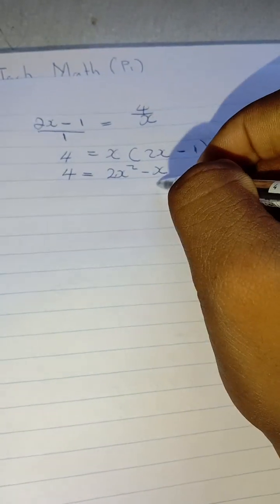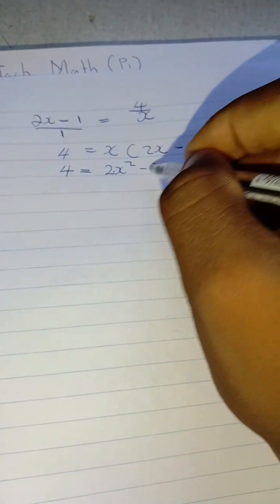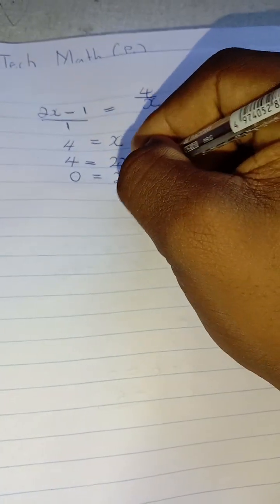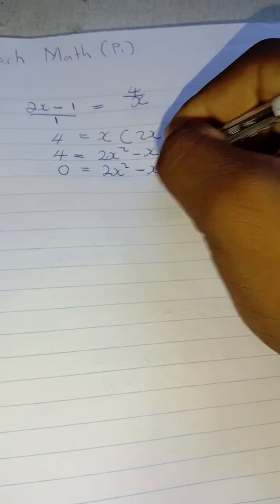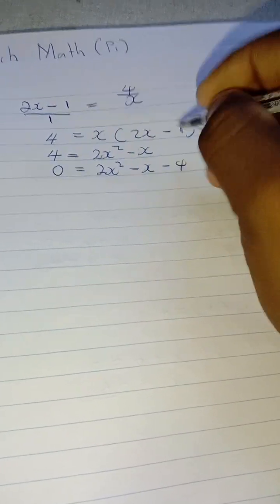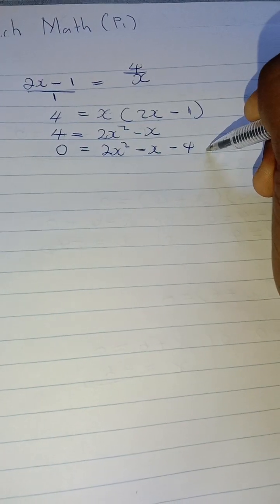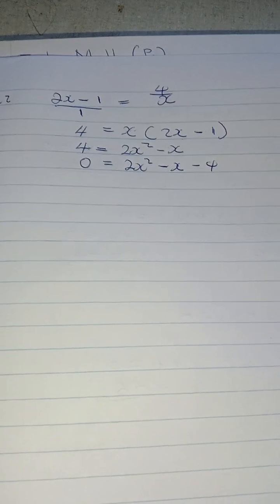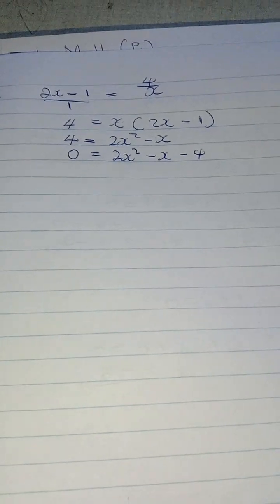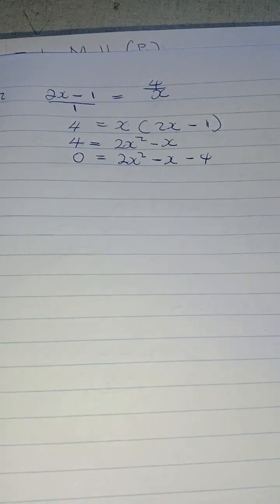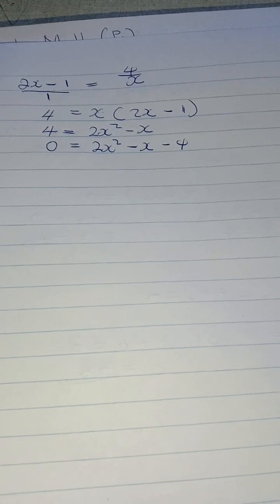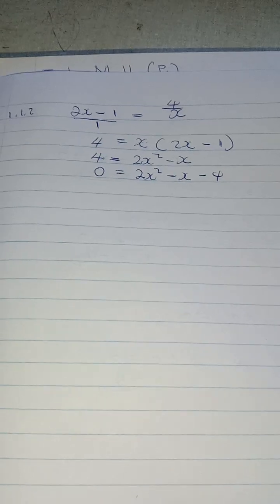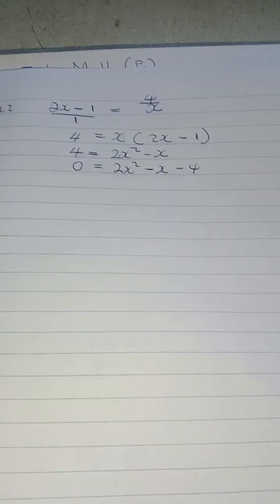Okay, and now we are gonna transpose this to come this side to equate this thing to 0. So we're gonna say 0 equals 2x squared minus x minus 4, because this side is positive, this side is gonna be negative. So okay, now we're gonna use the quadratic formula all the time. Use quadratic. Don't try to be genius and want to factorize, because you could get it wrong.